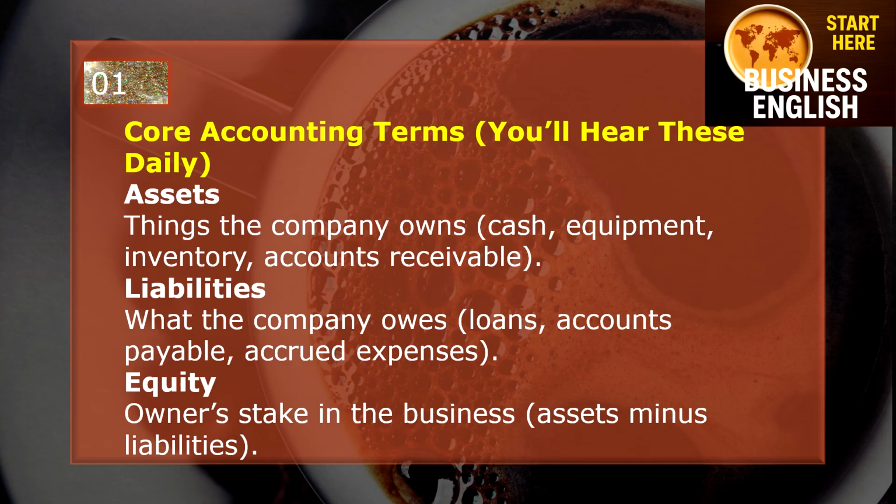Liabilities: what the company owes, loans, accounts payable, accrued expenses. Equity: owner's stake in the business, assets minus liabilities.